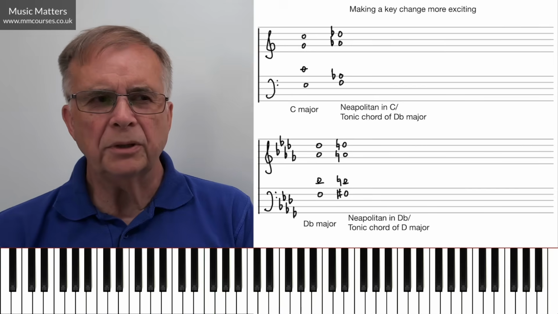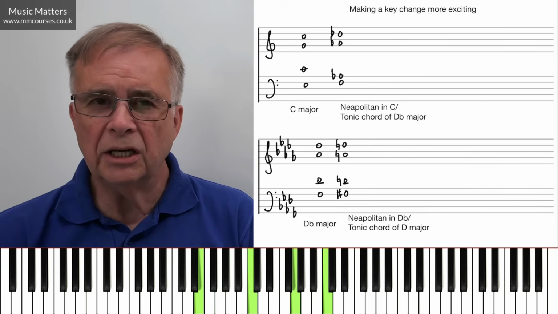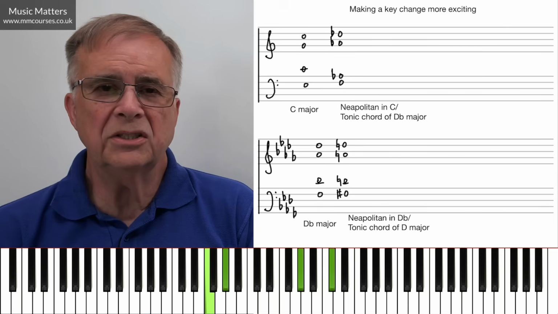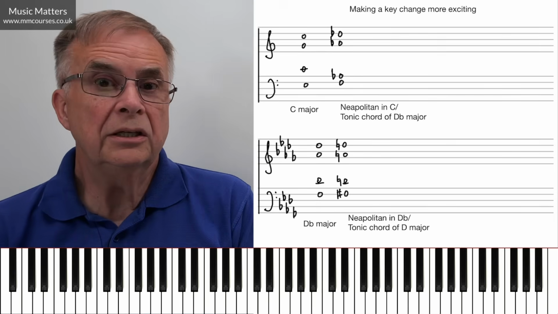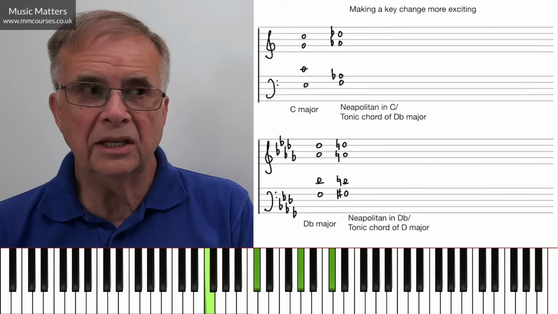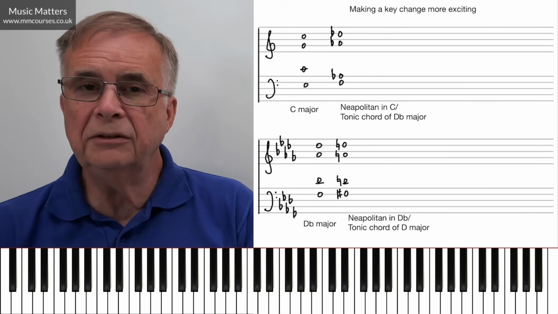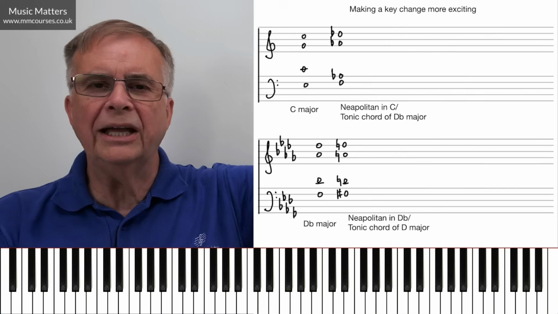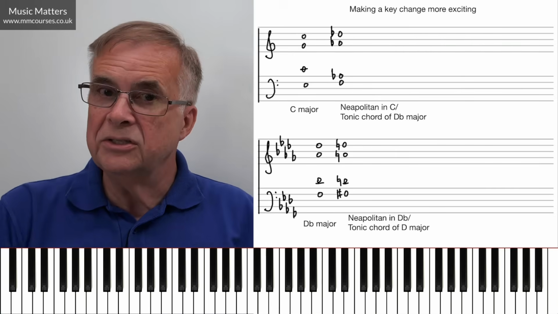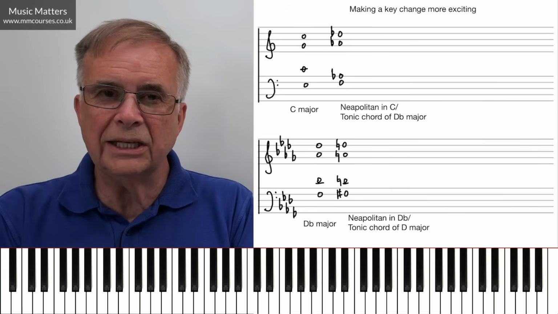So it's perfectly possible that I could be in C major, I could use the Neapolitan in C major and carry on in C, or I could use the Neapolitan of C major and then carry on in D flat major. Oh, what have I done there? I've gone from no flats to a key with 5 flats. So you see, it's quite a dramatic way of modulating.